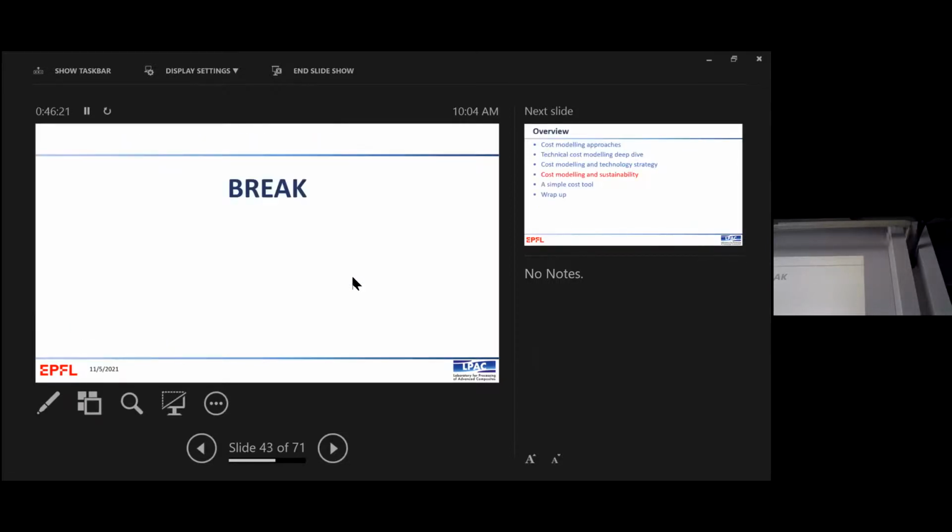So we have a break, and afterwards we're going to look at some of the sustainability links to cost modeling. So we'll take 10 minutes and then we'll carry on. Okay?